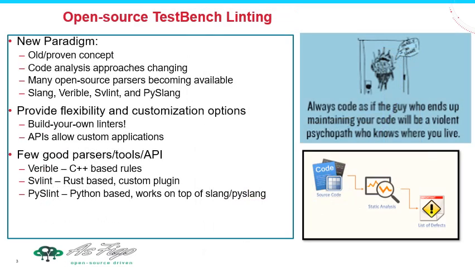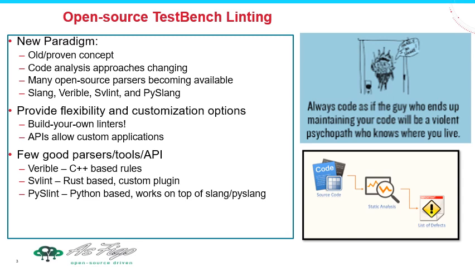So how do we achieve this in the open source domain? Essentially it's a new paradigm, but the concept has been proven on the RTL side. The code analysis approaches are changing today. The way we've been thinking about it in the past, you needed complicated and more expensive tools to do all this. Today, the good thing is there are many open source parsers becoming available. Some of them I listed there. Slang is C++ based. Verible is from Google, again C++ based. There's some Python interface, but not so popular yet. SVLint is another option. I believe it has a Rust interface. I particularly haven't tried too much of it.